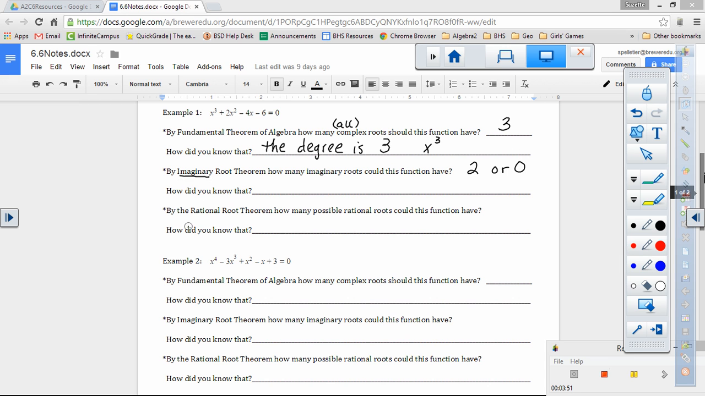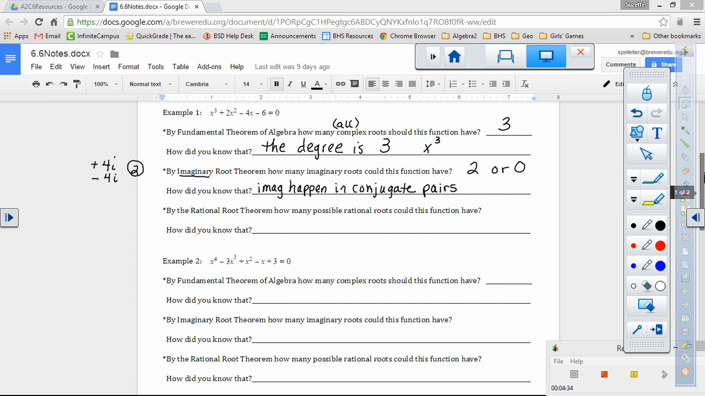Remember that imaginary roots happen in conjugate pairs, right? Conjugate pairs. Okay? So if they happen in conjugate pairs, let's just think about this off to the side. Let's say I have 4i as one of my roots. I know, because it's an imaginary root, that I have both positive and negative 4i, so that would mean that's 2 roots, right?